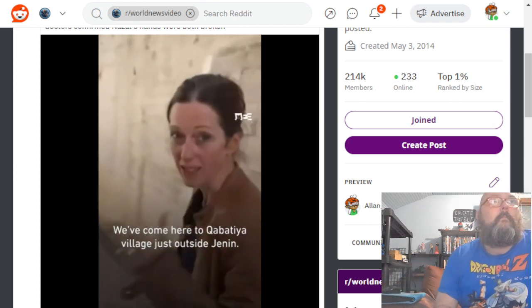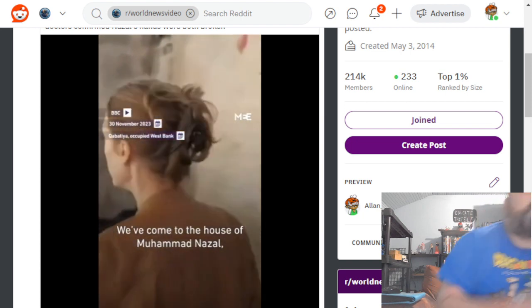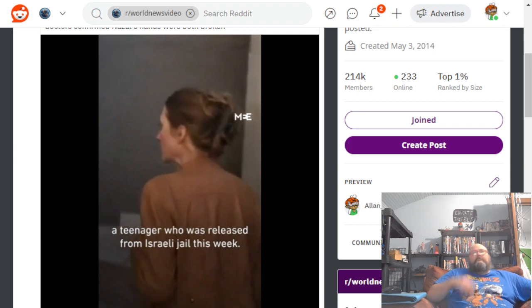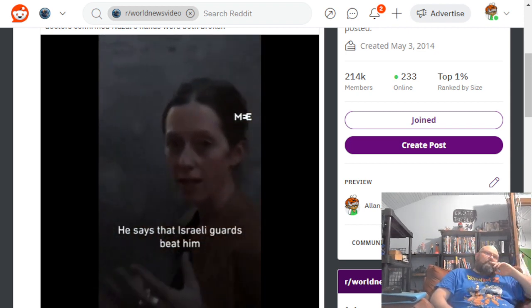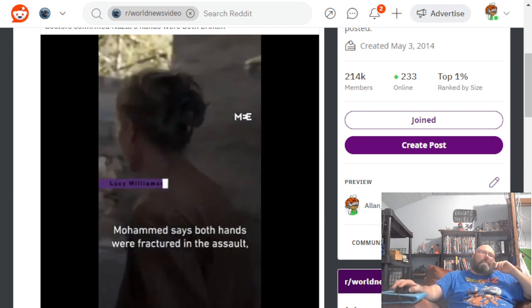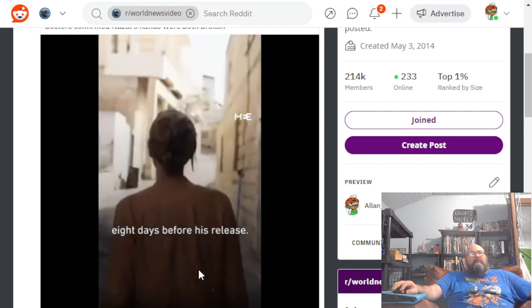We've come here to Kabatia village just outside Jenin. We've come to the house of Mohammed Nazal, a teenager who was released from Israeli jail this week. He says that Israeli guards beat him and injured his hands. Mohammed says both hands were fractured in the assault 8 days before his release.